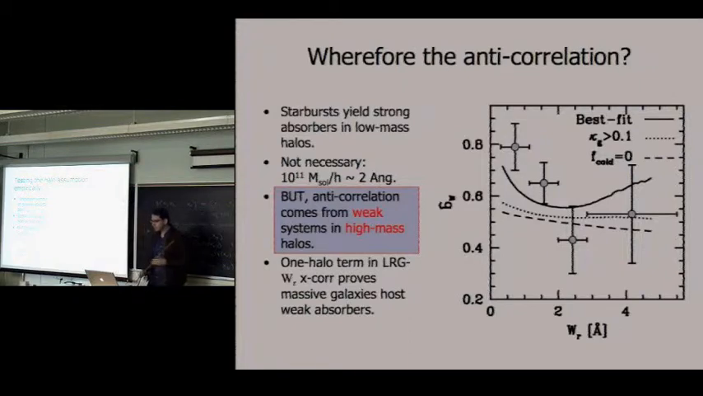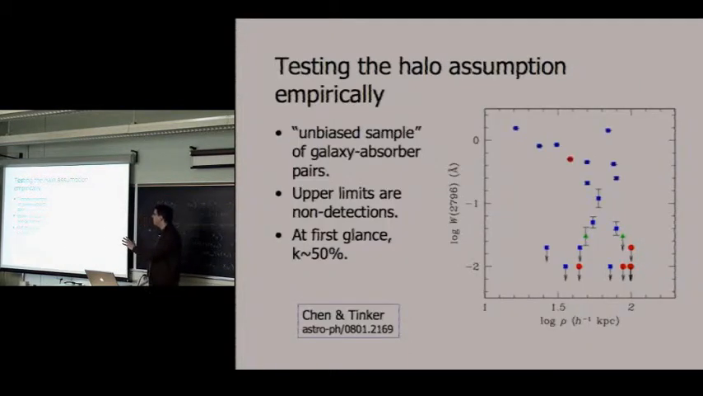So in the last couple of minutes, I guess I'll just show a couple of slides from the paper that came out yesterday on arXiv, where we're now trying to test some of the assumptions which went into that model. So we went out and did spectroscopy of galaxies that are near the nearby quasar lines of sight to see if we can find what exactly this incidence rate is and how it correlates with impact parameter.